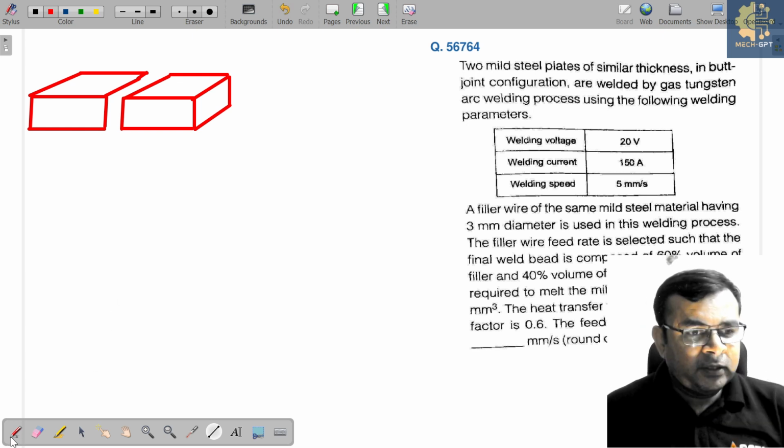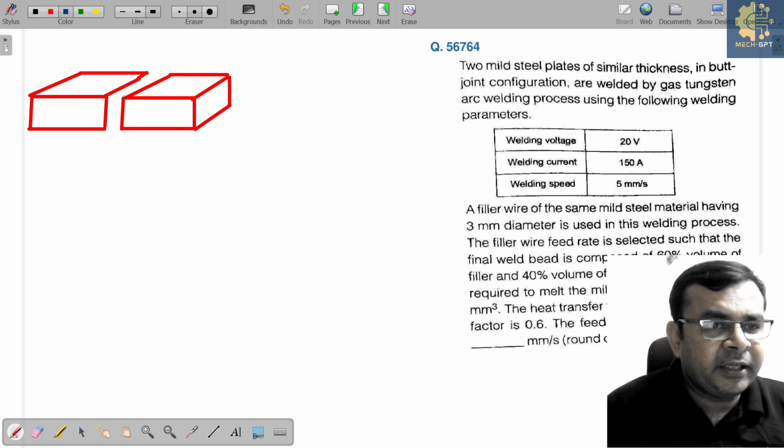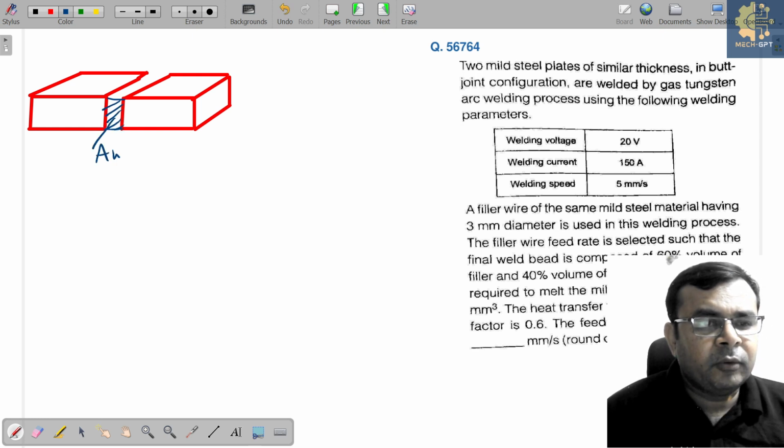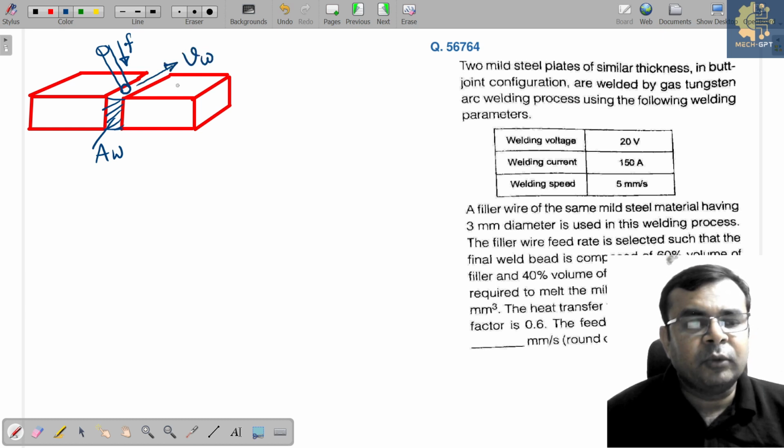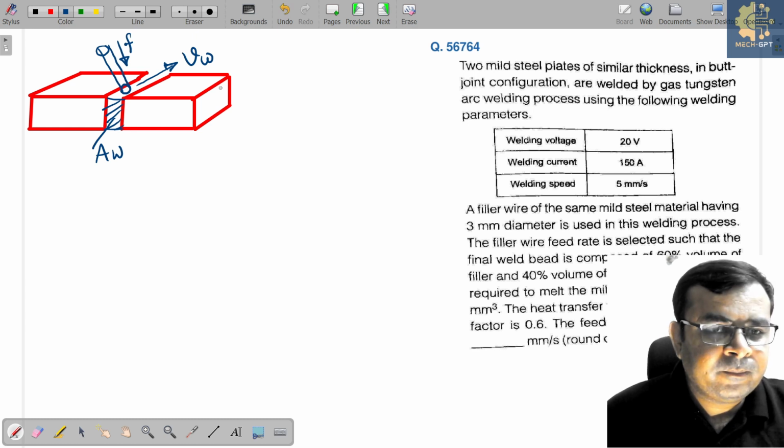This is a butt joint. So this is the cross section area, AW. And let's say this is an electrode wire whose diameter is 3 millimeter. It can be fed along this direction with F speed, and this also moves along this direction. This is called VW, that is welding speed.